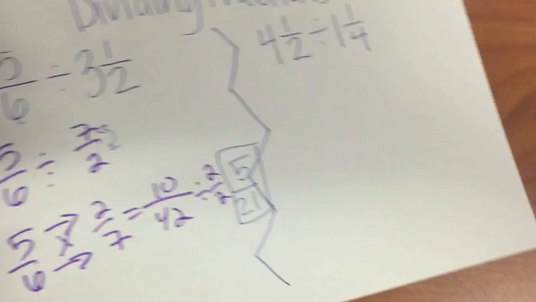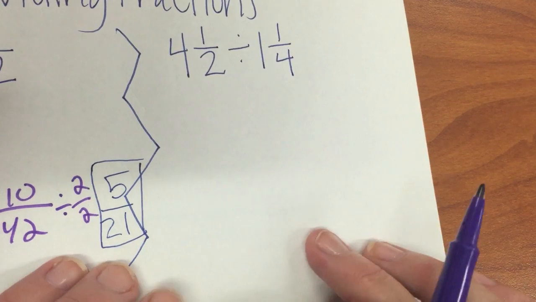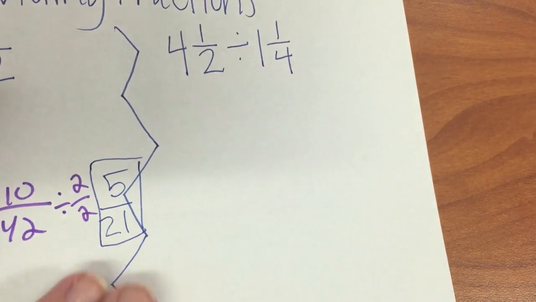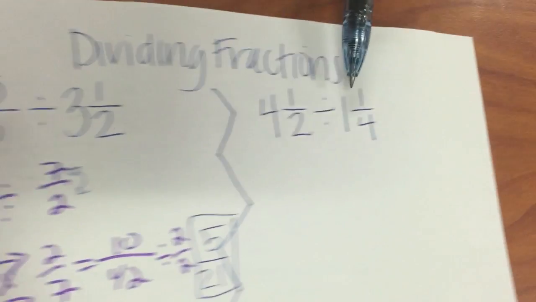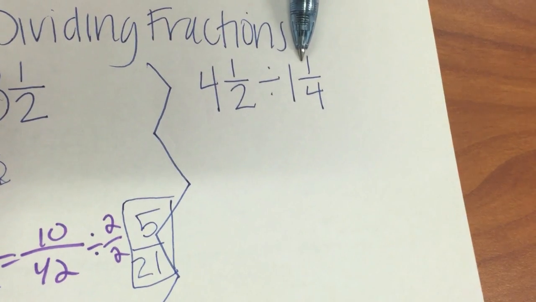So we've got one more for you today: 4 1/2 divided by 1 1/4. Before we tell you what to do, think about it. What do we have to do first? I've got a mixed number here and a mixed number here. Oh, do I have to put them both as improper fractions?